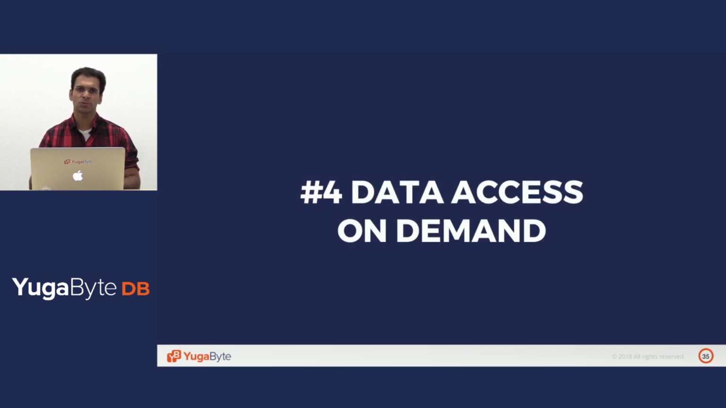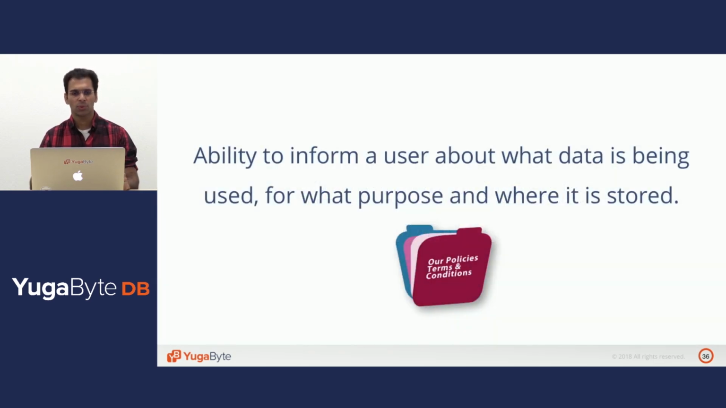All right, let's go to the last item that we had wanted to talk about in distributed data architectures, which is data access on demand. What is it? Well, you need to tell the user about what their data is being used for, like which of their data attributes are you storing, what purpose are you storing it for, and where you're storing it. So they need to know what you're collecting about them, how you're using it, where you're storing it, all of those details.